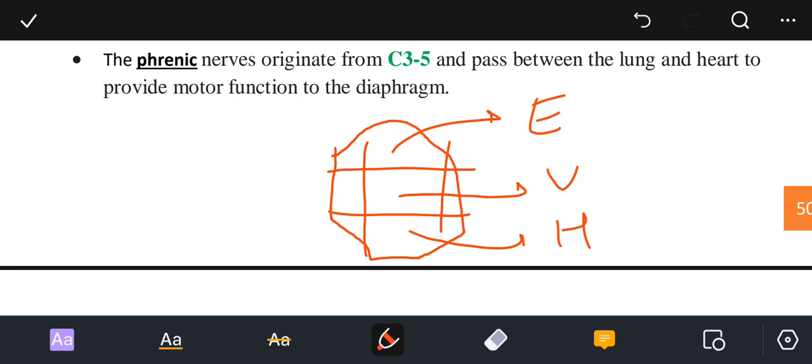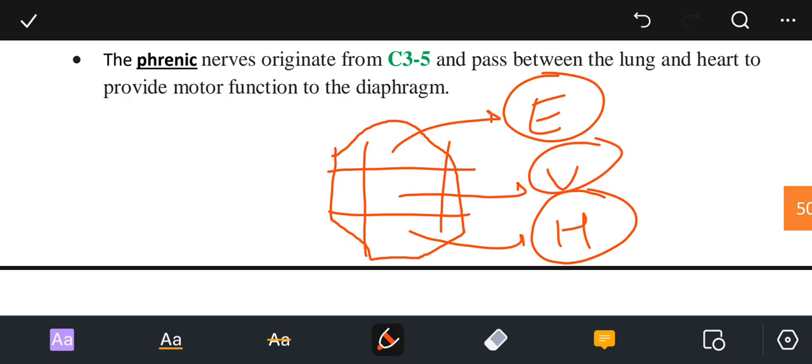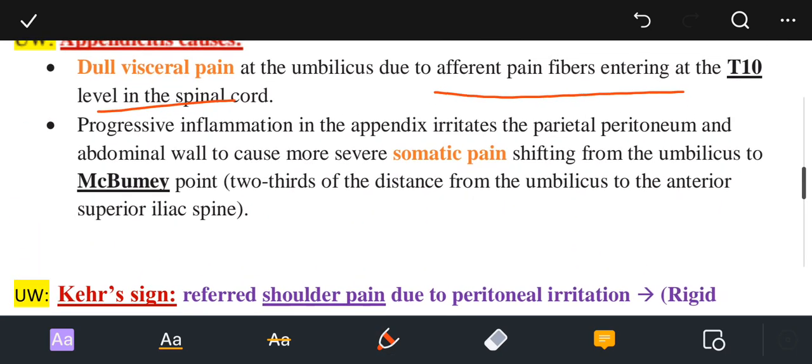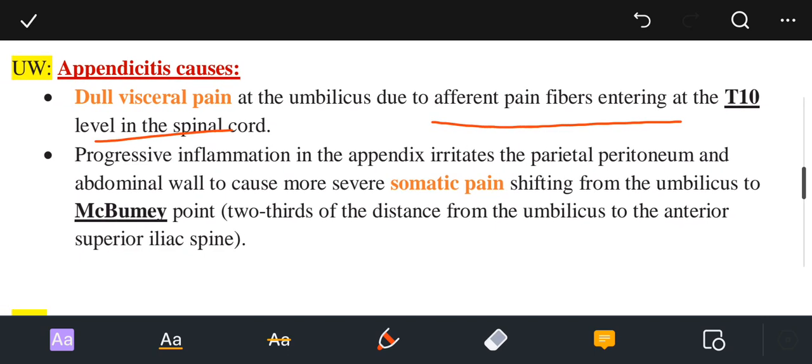So the pain from the foregut is referred to the epigastrium or the epigastric region. The pain from the midgut will go to the umbilical region, and the pain from the hindgut will go to the hypogastric region, right? So now let's come back over here. In appendicitis, there is dull visceral pain at the umbilicus due to the afferent pain fibers entering at the T10 level in the spinal cord.